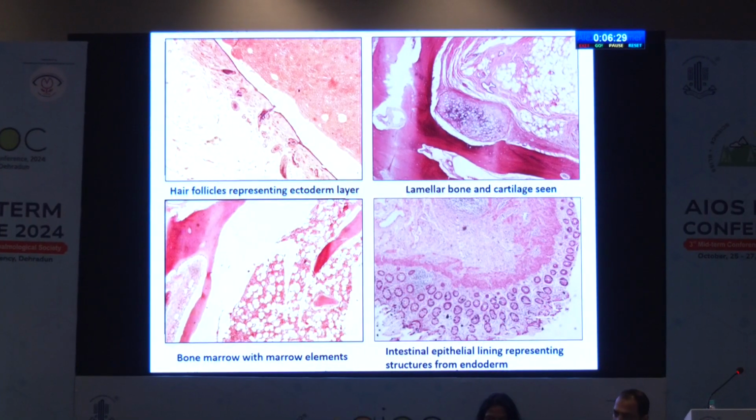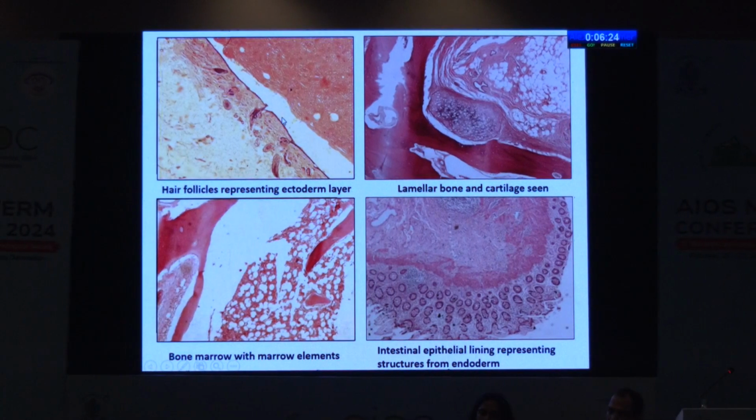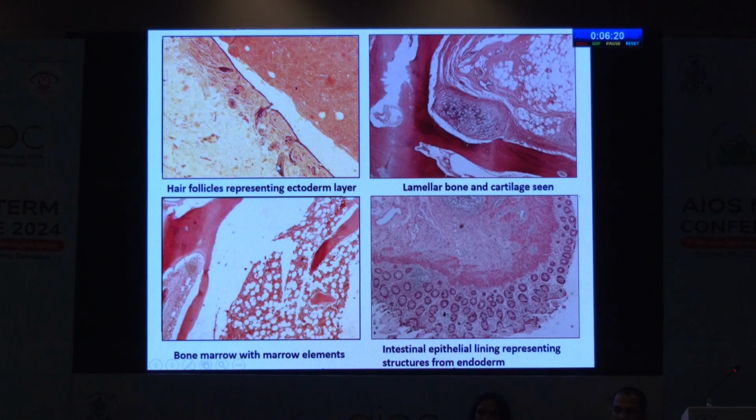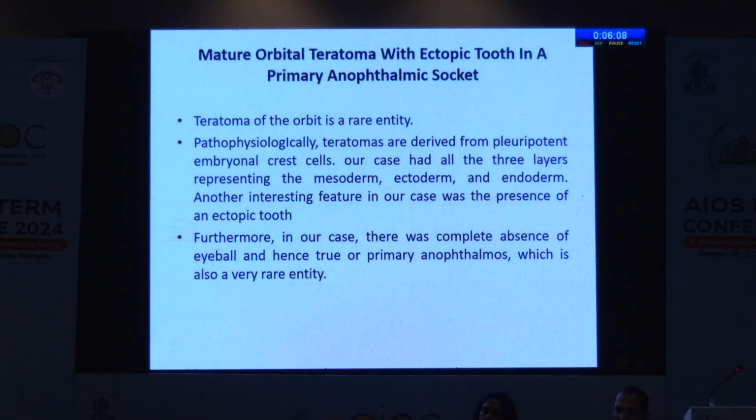And coming on to histopathology, you can see that there's a stratified squamous epithelium, and numerous hair follicles were seen, representing the ectodermal layer. There was cartilage, lamellar bone, bone marrow with bone marrow elements, and intestinal epithelial lining, representing structures from the endoderm. So this was a mature orbital teratoma with an ectopic tooth in a primary anophthalmic socket, which is a very rare entity.